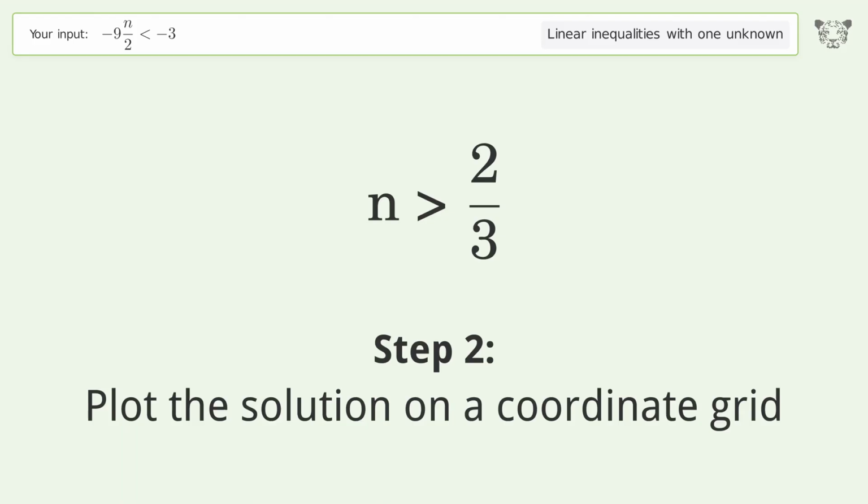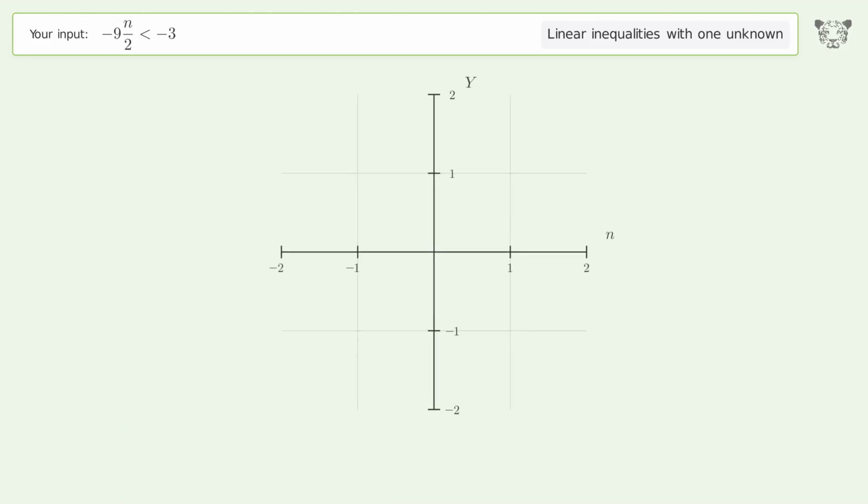Plot the solution on a coordinate grid. And so the final result is n greater than 2/3.